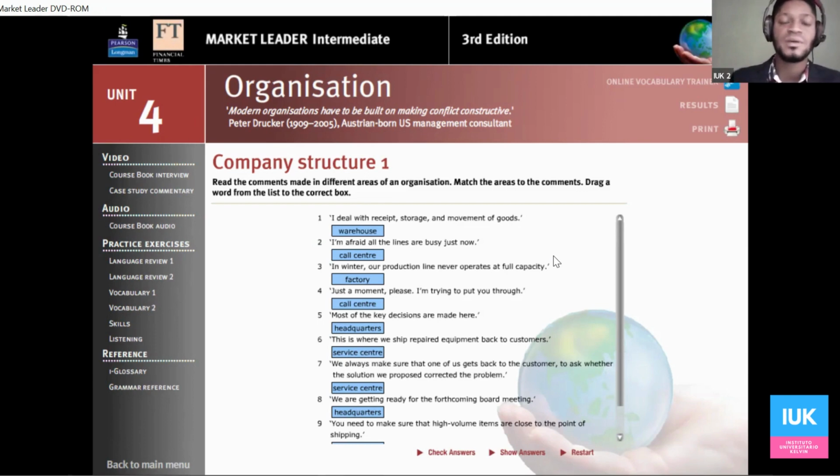Number 3, in winter, our production line never operates at full capacity. That's the factory. See, you have a production line or an assembly line or an assembly plant. So that talks about a factory. Does your company operate at full capacity during winter? Or do you have to wait until after winter to operate at full capacity at your company?